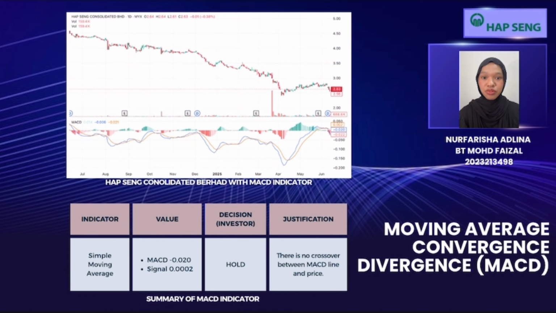The last indicator is moving average convergence divergence. On 13 June 2025, the value of MACD is negative 0.020 and the signal is 0.002, showing there is no crossover between the MACD line and the signal line. Making the decision to hold is advised. Using the MACD indicator, there is a showing of bearish momentum and the potential of moving downward. Thus, the existing traders should maintain their position due to the downward movement. Moreover, the potential trader should wait for a breakout for a valid crossover before buying, which is when MACD line is crossed above the signal line.